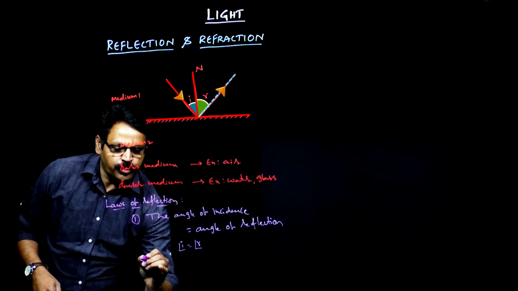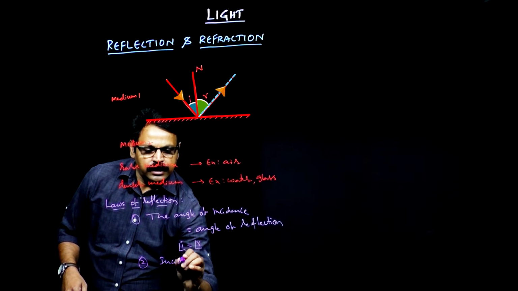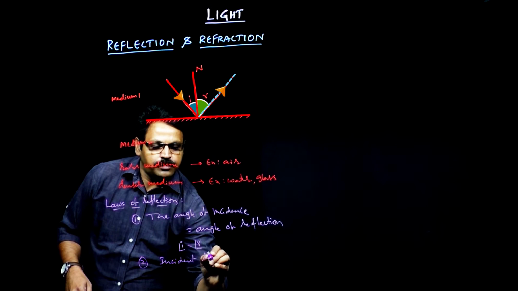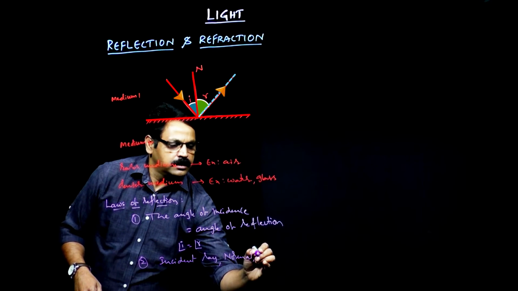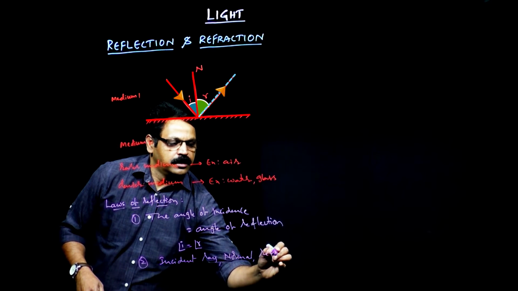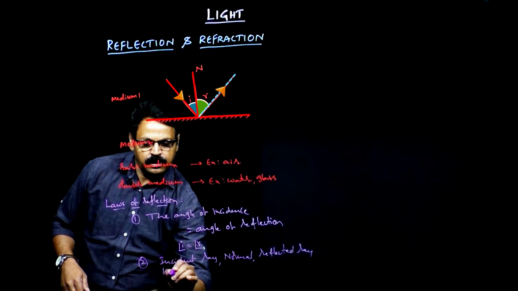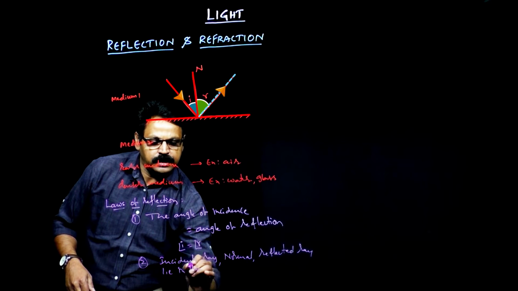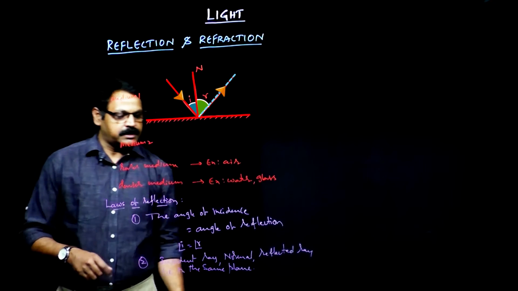The second point you need to remember: by looking at the picture, the incident ray, the normal and the reflected ray lie in the same plane. This is one more point you need to remember. This is called the second law.